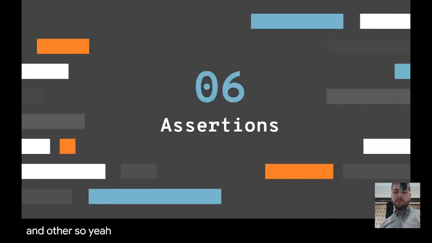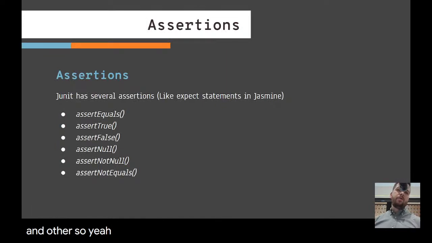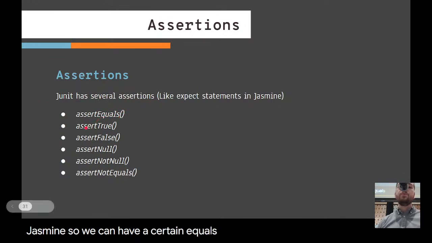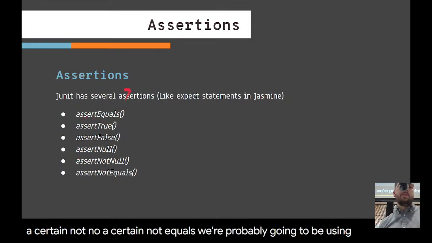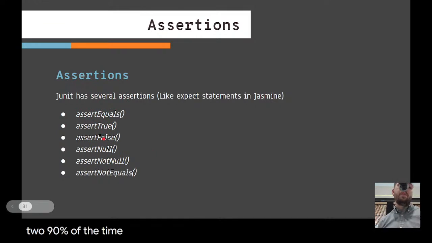Cool, moving forward, assertions. JUnit has several. They're very similar to expect statements in Jasmine. So we can have assert equals, assert true, assert false, assert null, assert not null, assert not equals. We're probably going to be using the top two 90% of the time, in my opinion.